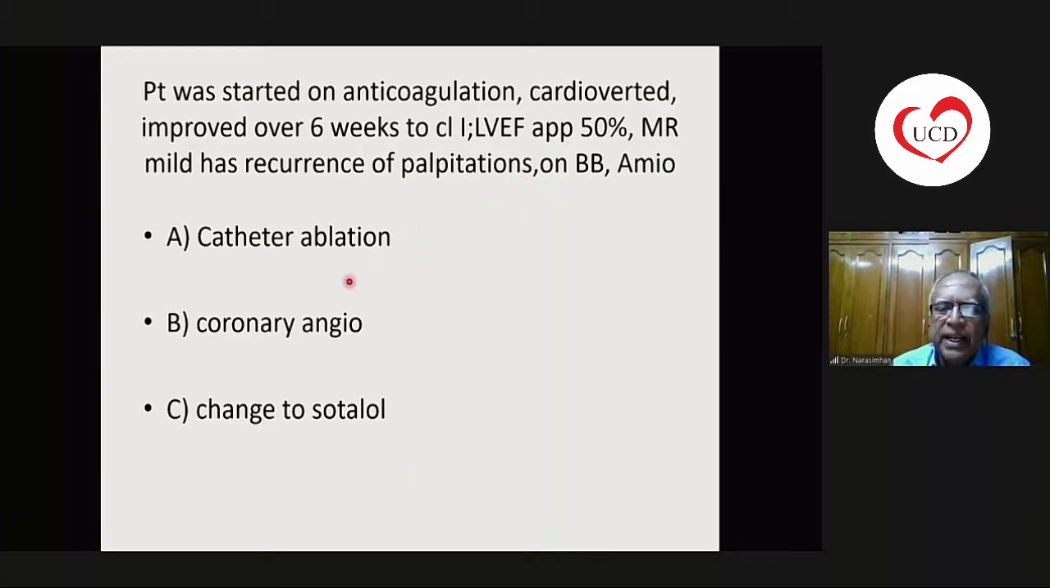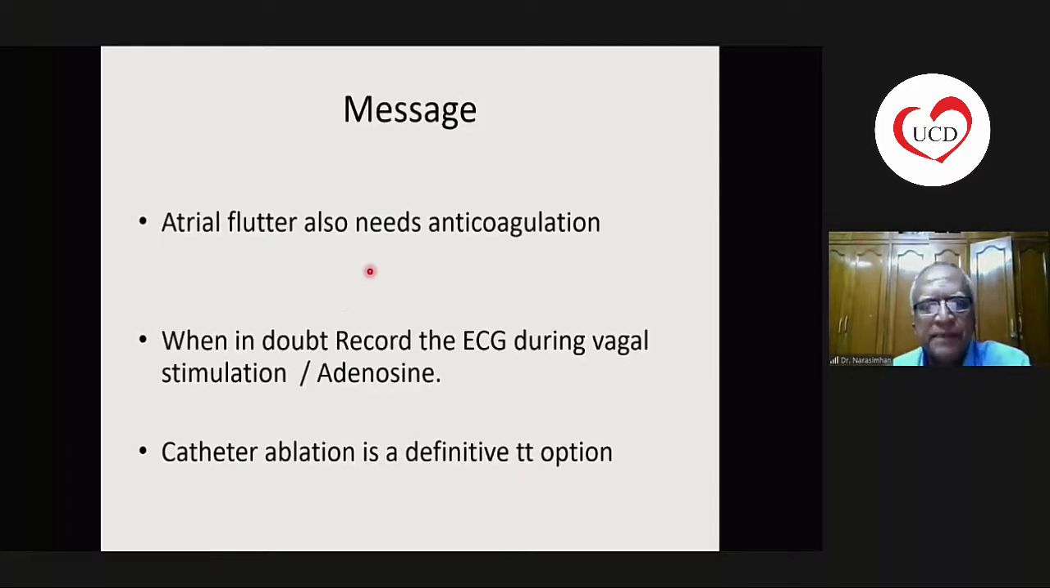Now, at this stage, you know for sure, despite all the best medical therapy, he is having a recurrence, and you need not commit him to lifelong anticoagulation at 60 years of age. Just get rid of the flutter permanently with a catheter ablation, and this person is not going to need anything further. So atrial flutter patients also will require anticoagulation, especially if you're planning cardioversion. Rheumatic atrial flutter or fibrillation especially will need anticoagulation.